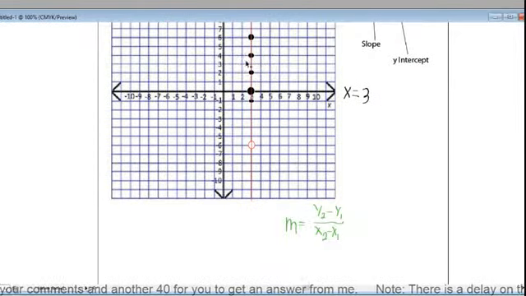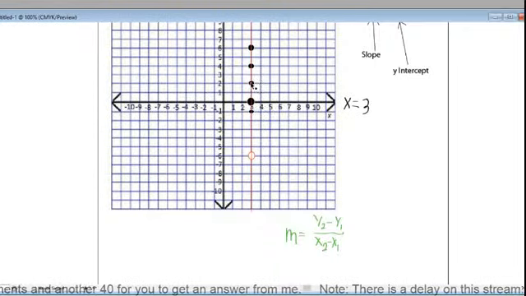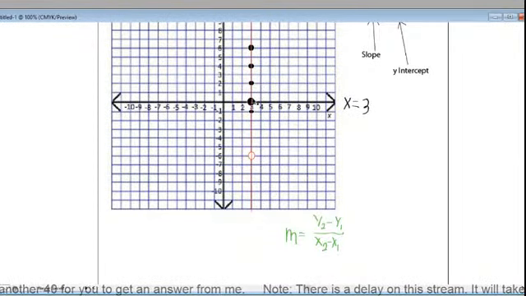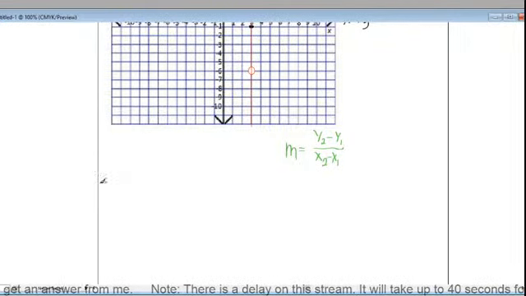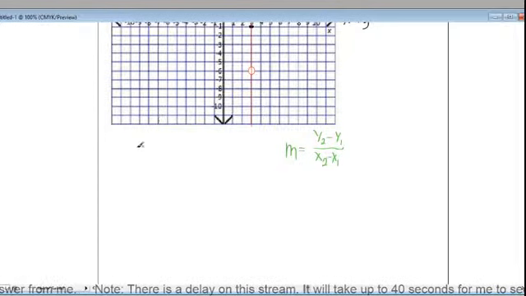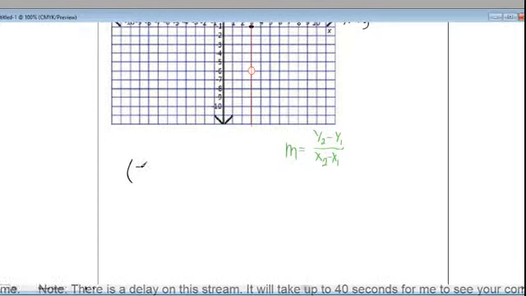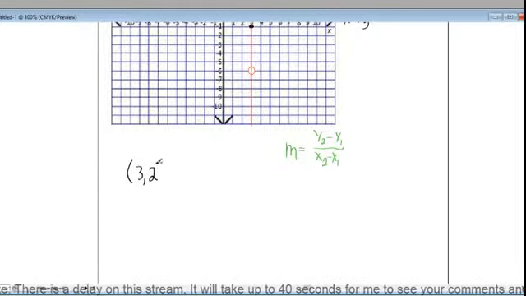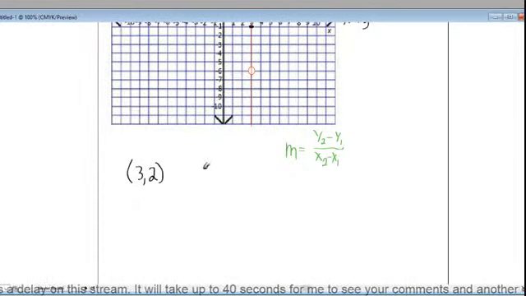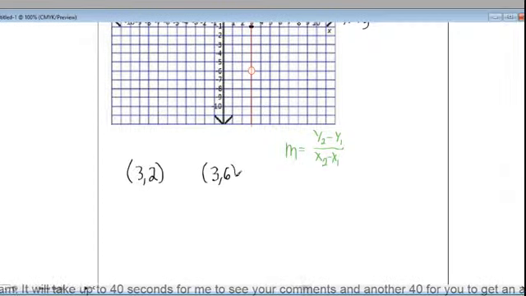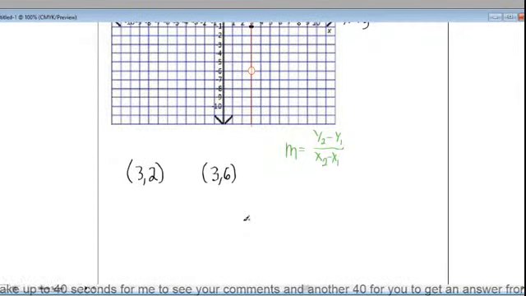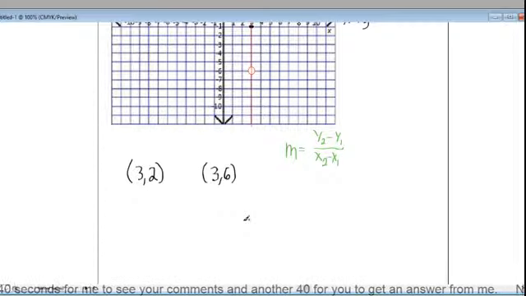So we'll need to choose 2 of these points. I'll choose (3, 2) and (3, 6). So the first point is (3, 2), and the second point is (3, 6). Alright. So, again, we need to say which one is the first point and which one is the second point, and it does not matter which one is which. We just have to say which one is which.